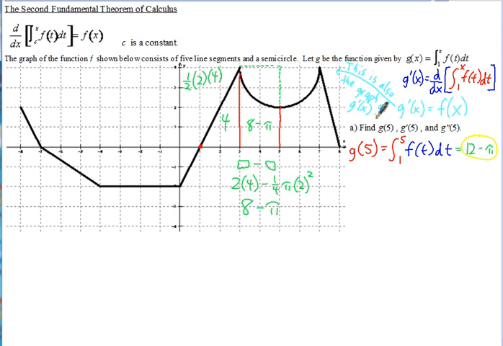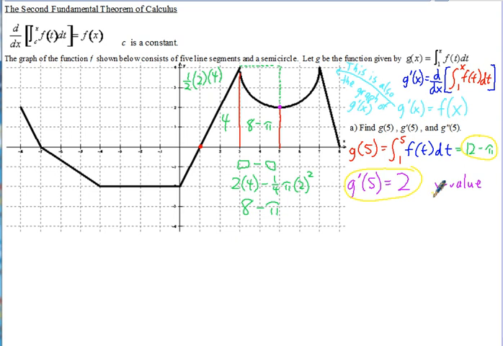So that's how we can figure out what g prime of 5 is. Since this is the graph of g prime, all we'd be looking at is where's the y value at x equals 5. So see right here, the derivative at 5 is equal to 2. So again, we're just looking at the y value, because this is g prime.